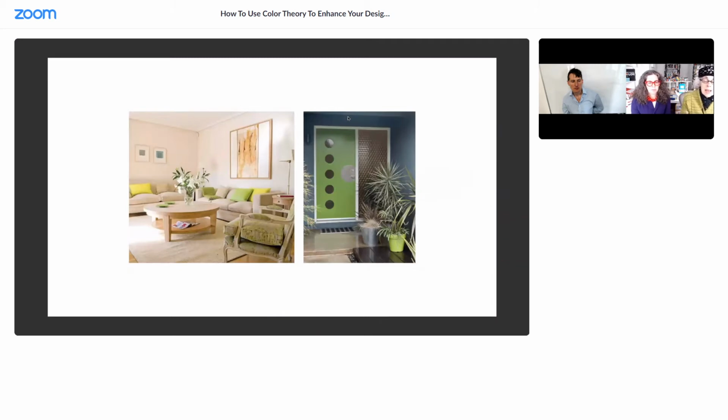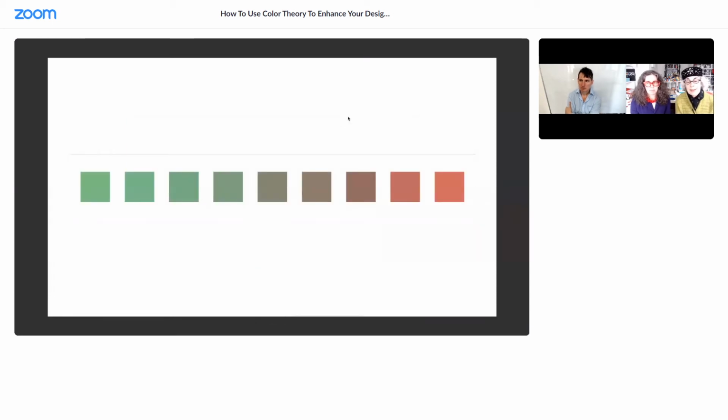In this last slide, there is what is called an analogous color scheme, where you can see the similar greens. In the green on the left, it's used with the color yellow, which is next to green on one side of the color wheel. And in the right slide, it's green with the blue, which is next to it on the other side of the color wheel.